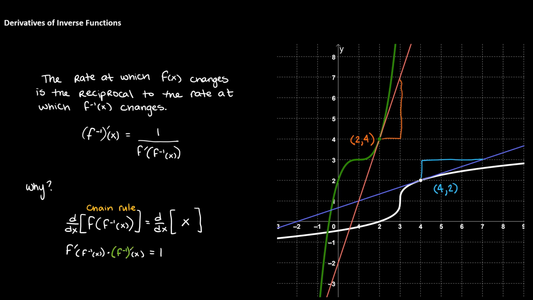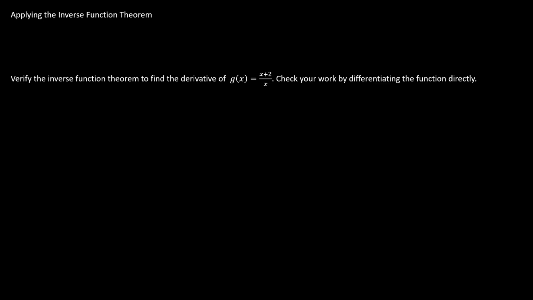If we solve that equation for the derivative of the inverse function, essentially we just need to divide by f prime of f inverse. We get this formula that says the rate of change of the inverse function is equal to 1 over the rate of change of the original function with the inverse plugged in. Let's see how to use this in an example.